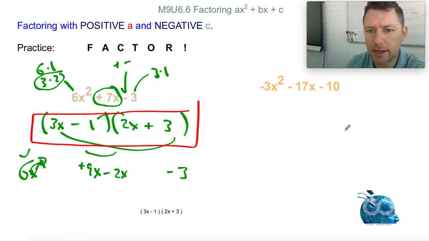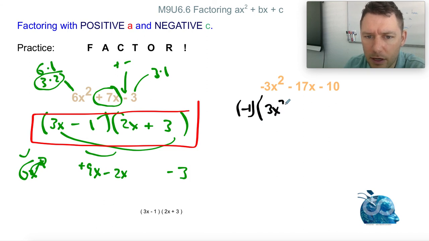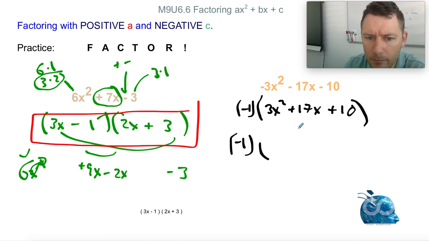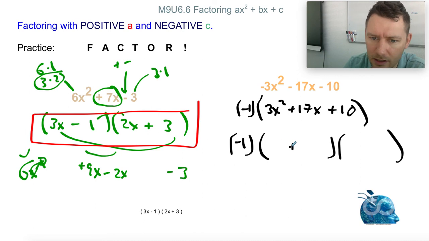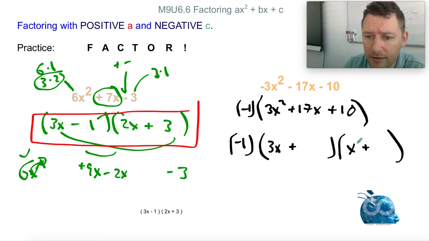You can do the same sort of thing with this. Try it on your own if you like. Pull out a negative 1 if you're not sure where to go first. And so this would be 3x squared plus 17x plus 10. Leave the negative 1 out there and then start breaking things apart into binomial packets. This is nice because it's plus and plus, so everything's positive. This is 3x, so the only way to do this is with 3x and x. And then we have to fuss with the 10.